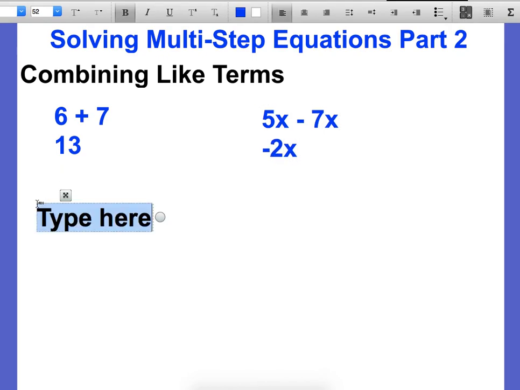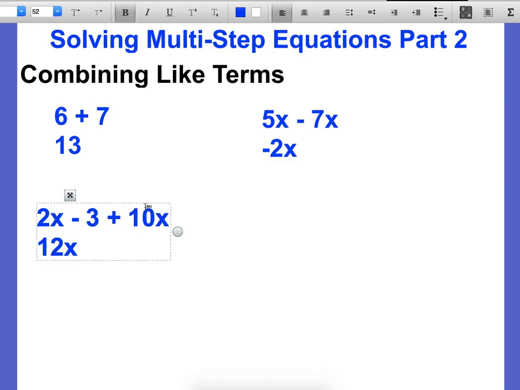Let's look at two more examples of this. If I have 2x minus 3 plus 10x, I can only combine the 2x and the 10x because they both have the same variable. So I'd have 12x, and that minus 3 doesn't go with anything, so it just stays on there as 12x minus 3.